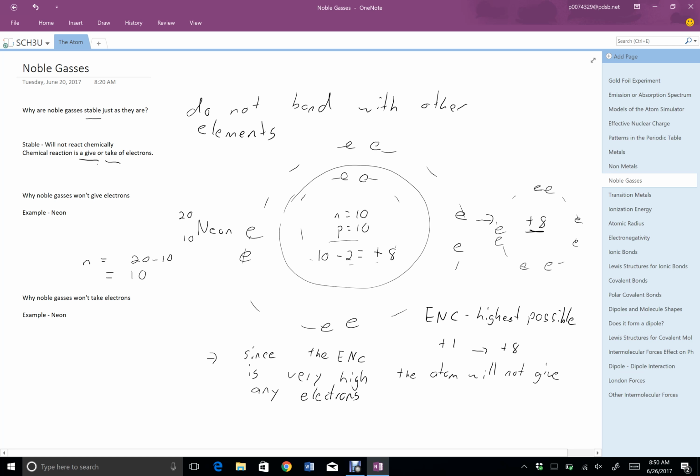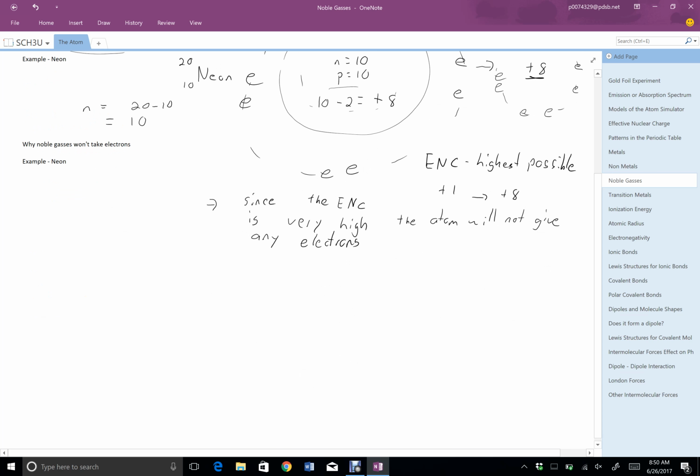So again, we've covered half the battle here. We're talking about why this thing is stable, or why it won't have any chemical reactions. And what that means is why it won't give or take electrons. We've addressed why it won't give electrons. So why won't it take any electrons? And this is a little bit more confusing.